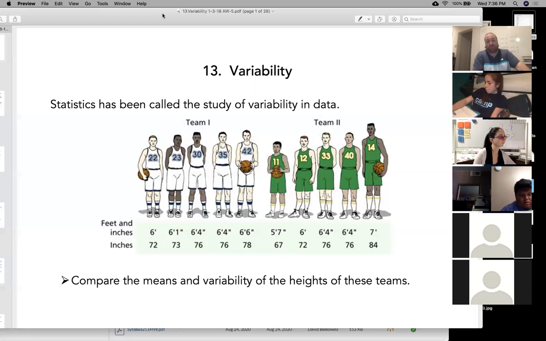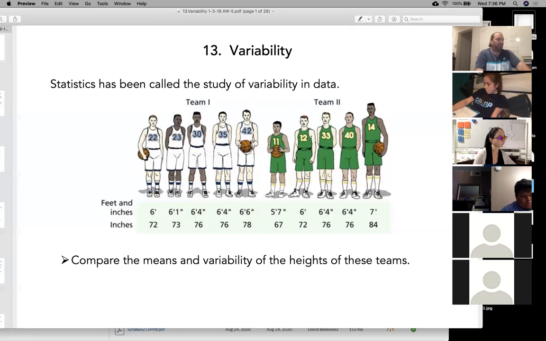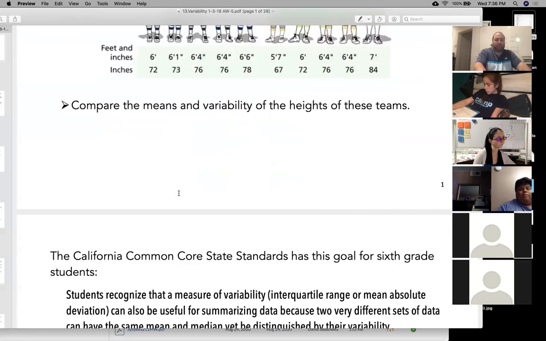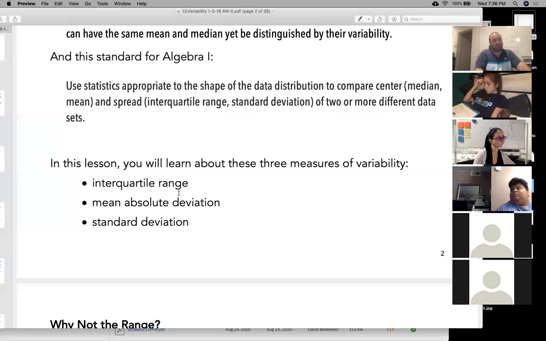But you should know what it is, because I might say, hey, what's the range? And then I might say, do we want to use it? And you'd say, no, we don't want to use the range. But you can't say that if you don't know what it is. So there's the range, and then there's the interquartile range, which is much more useful.